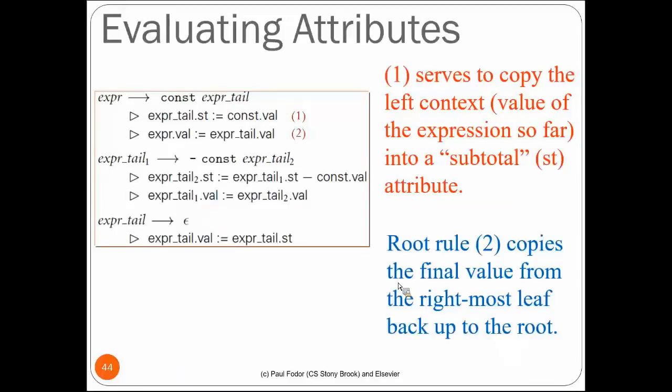So in fact, many LL grammar parser generators have multiple attributes or actions associated to one parsing rule. In this case, one is used for copying the left context to the right-hand side. So the expression tail is assigned the value of the constant. So an attribute st, or the subtotal, is assigned the value of the constant. And then the expression value, which is the second rule, copies the final value from the right-most leaf back to the root. And in fact, these two are not executed at the same time.